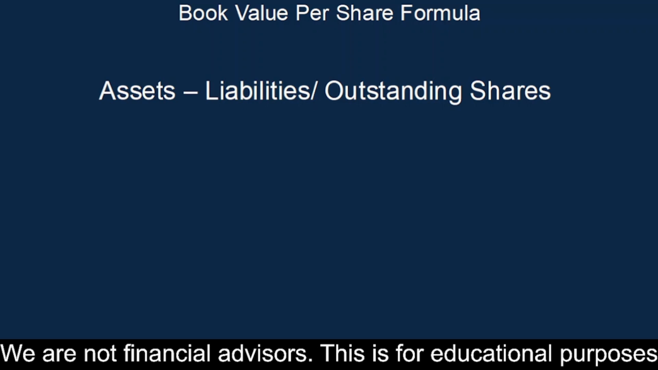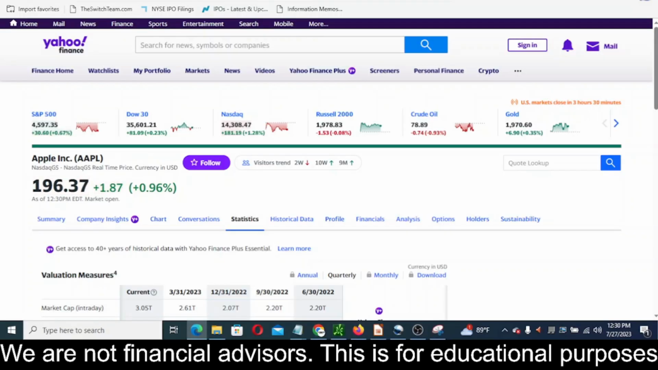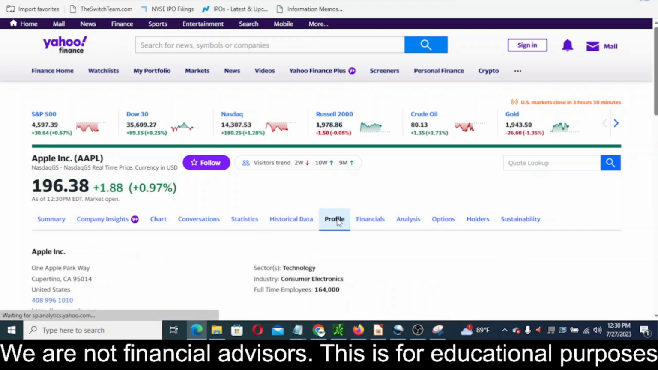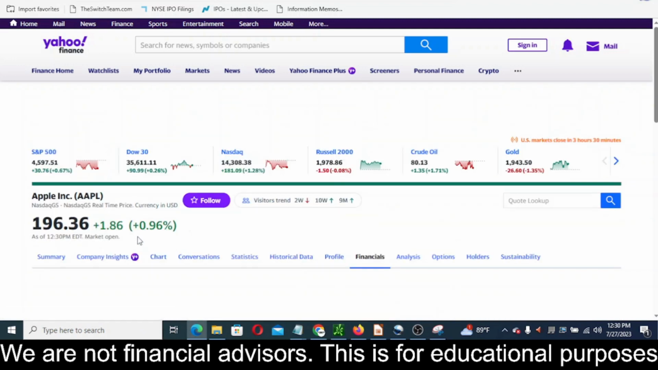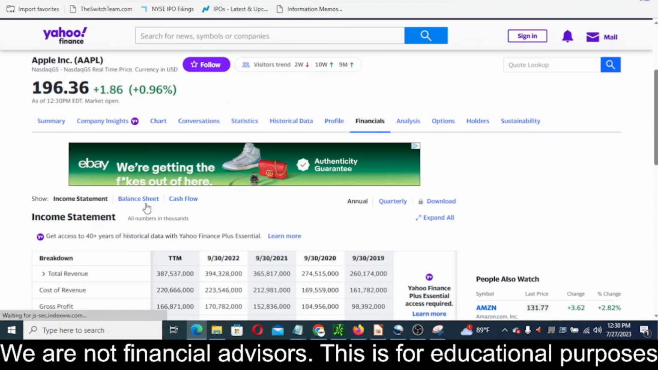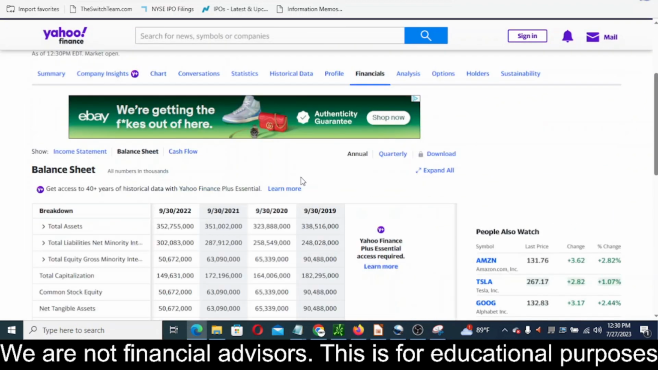So the formula here for book value per share is, again, your assets minus your liabilities, and you divide that by the outstanding shares. So let's actually take a look at a stock, and I'll show you how to figure out that book value per share. I'm going to pull up Apple here, ticker AAPL. I've come to Yahoo Finance. I'm going to go to the Financials tab, and then look at the balance sheet.